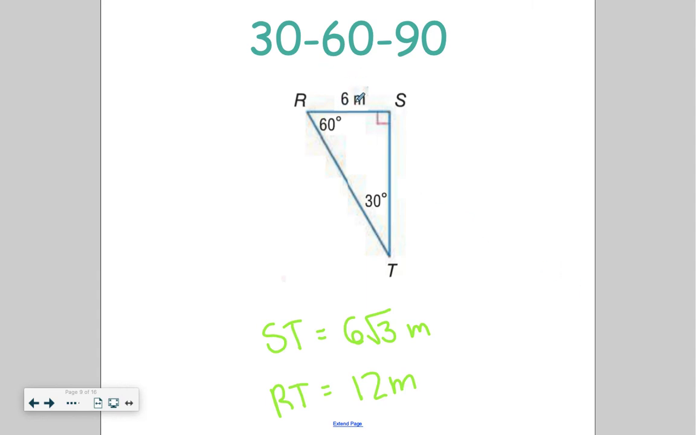Again, they give you that short side of 6 meters. So ST, your medium side, is 6 square roots of 3. And then the hypotenuse RT is 12.